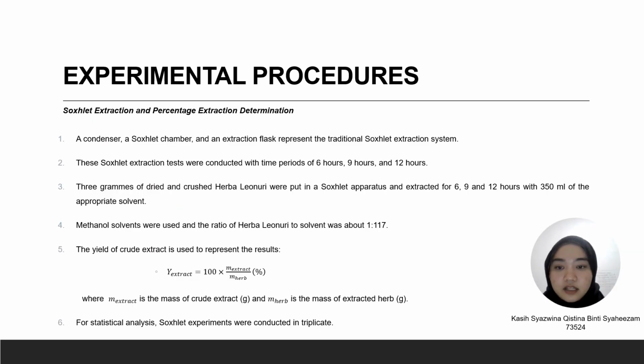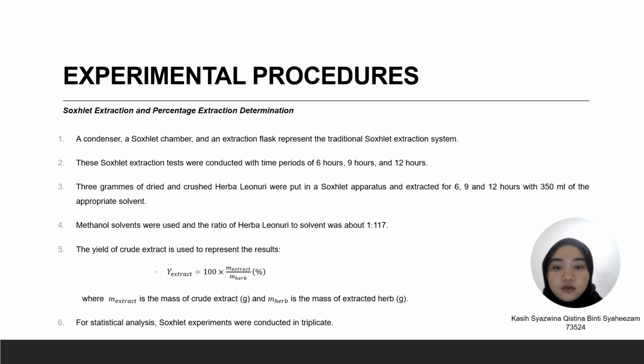Next is Soxhlet extraction and percentage extraction determination. These Soxhlet extraction tests were conducted with time periods of 6 hours, 9 hours, and 12 hours. 3 grams of dried and crushed herbal material were put in a Soxhlet apparatus and extracted within the time periods with 350 ml of the appropriate solvent.